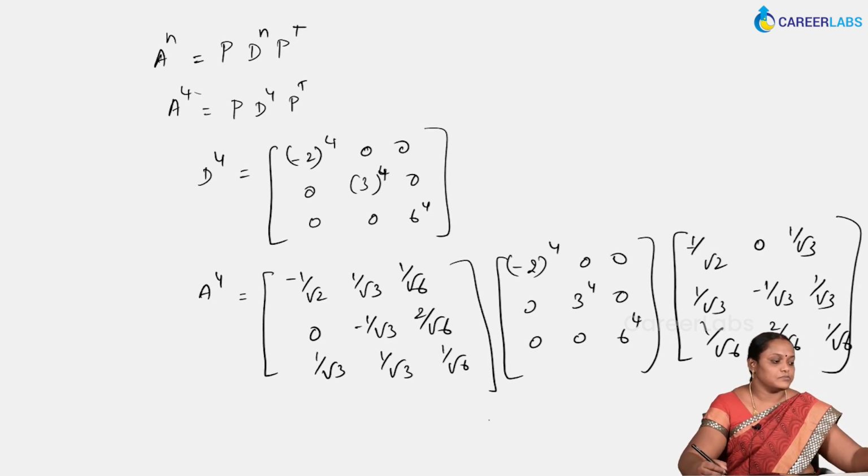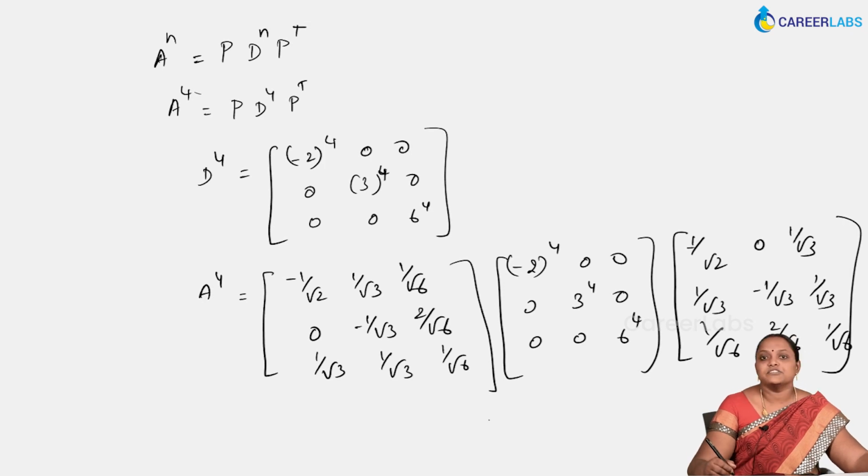Okay. So this is how you are supposed to find the diagonalization and the power of the matrices.